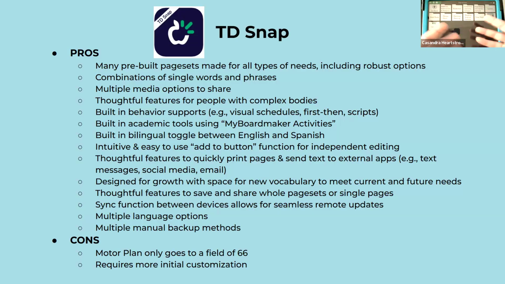These are just the options that I have loaded on here, but there's tons of different books and learning tools that can be added in. There's a great built-in bilingual toggle if you've got a bilingual user. So page set, let's see if I have it. Let's just do this, create. Now I have this really easy toggle between English and Spanish. TD Snap definitely makes it the easiest to toggle between English and Spanish.